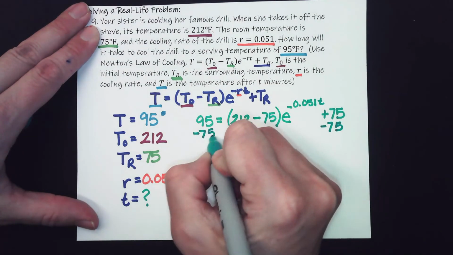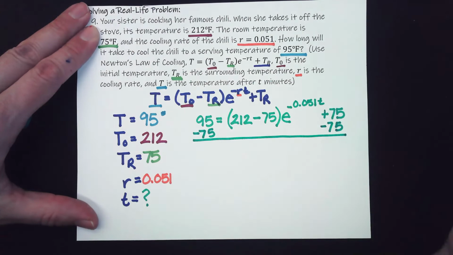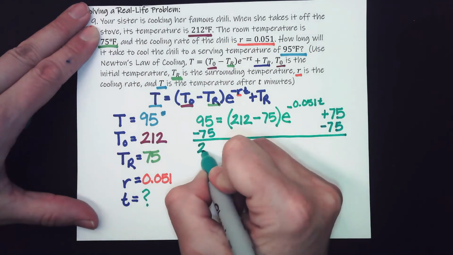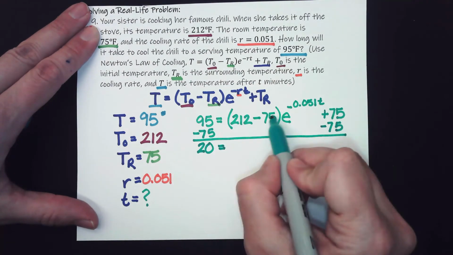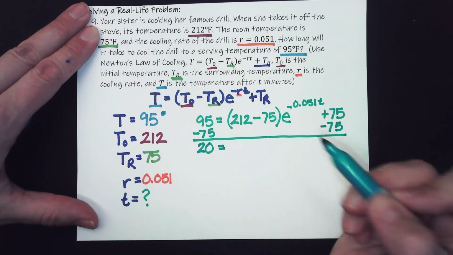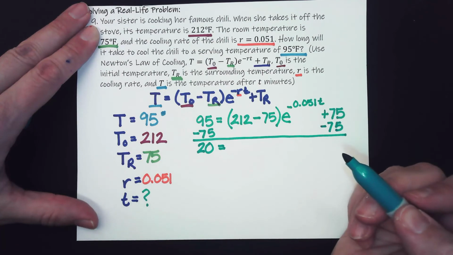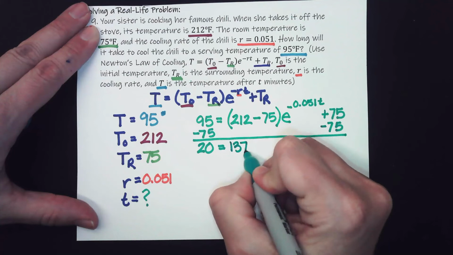That's always what you do before you multiply or divide. Okay, so I end up with a 20 over here. And I'm going to go ahead and do this math right here. Okay, so 212 minus 75 is 137.